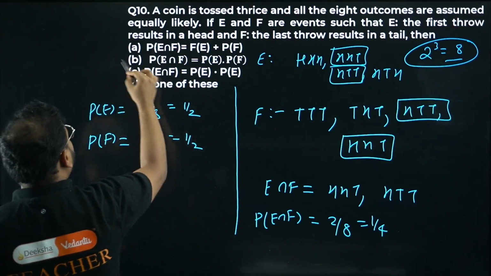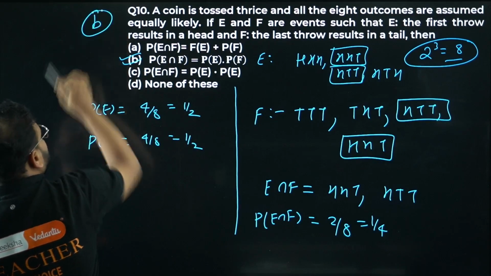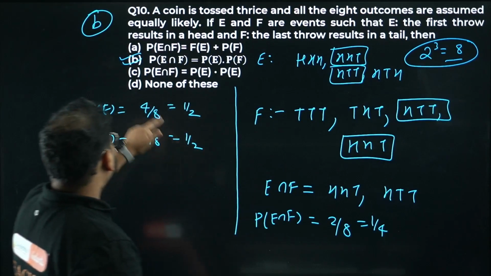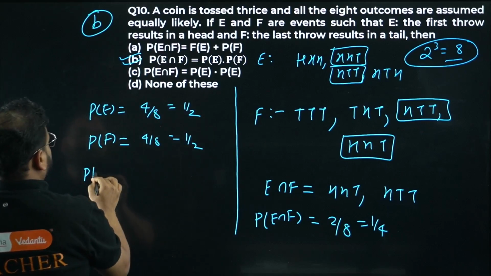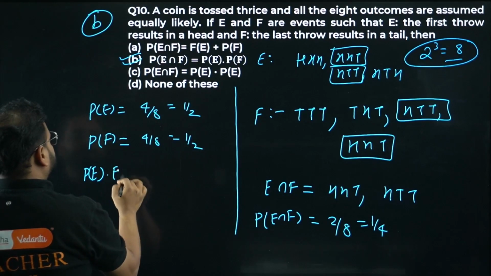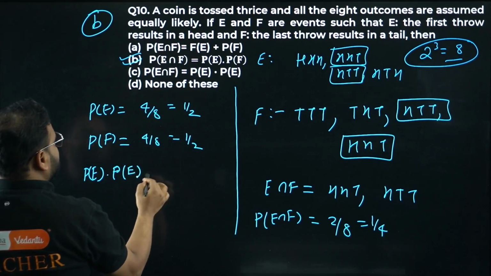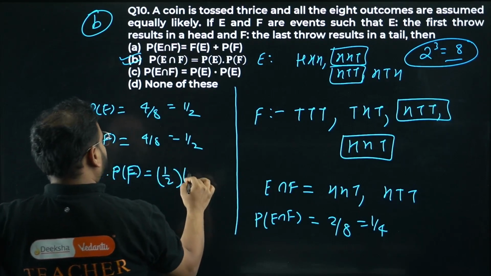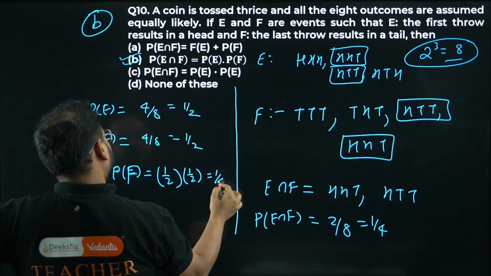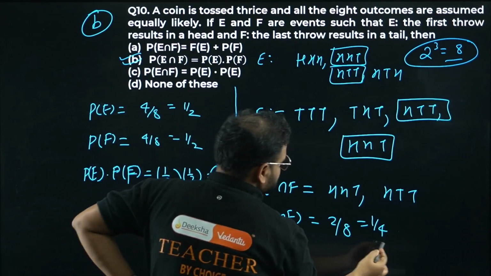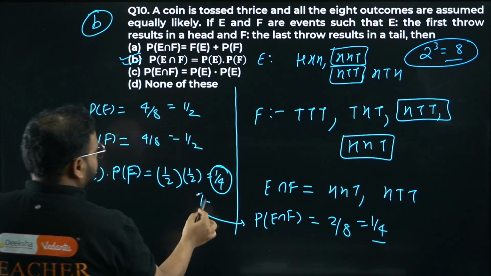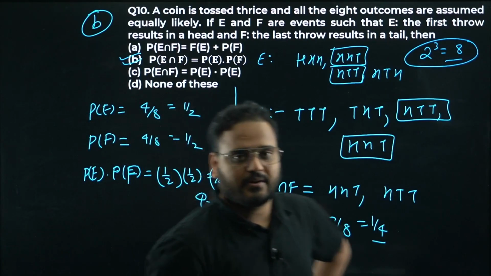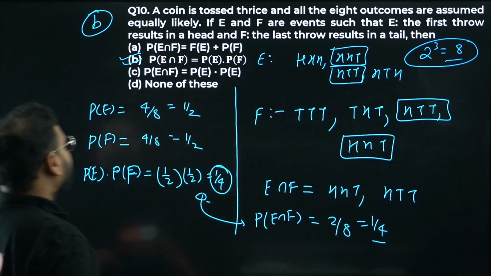So option B is correct now. Please check. Option B is correct. The independent property is true over here. If you multiply these two, what are you going to get? You're going to get 1 by 2 times 1 by 2, so 1 by 4. And this is same as this. Hence, they are equal, right? So your answer will be option B is correct. Option B is the correct option.